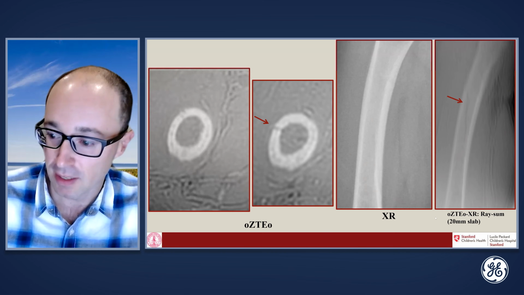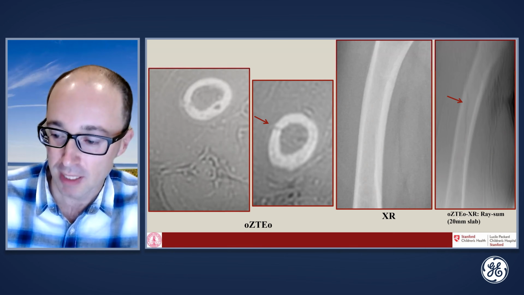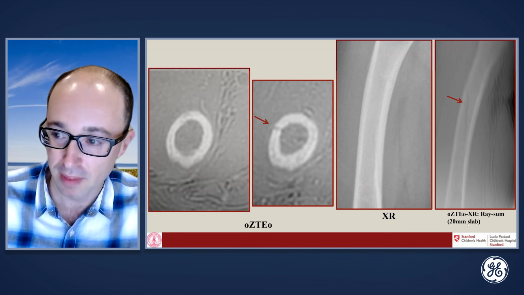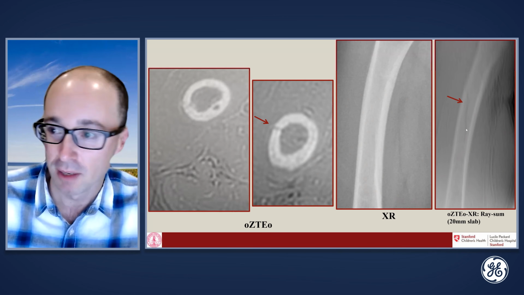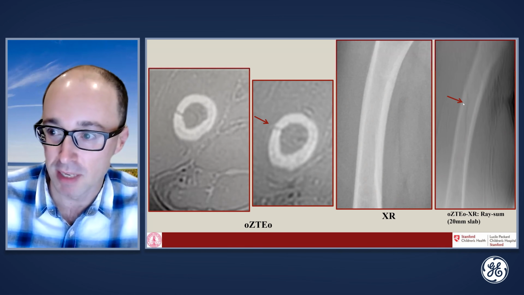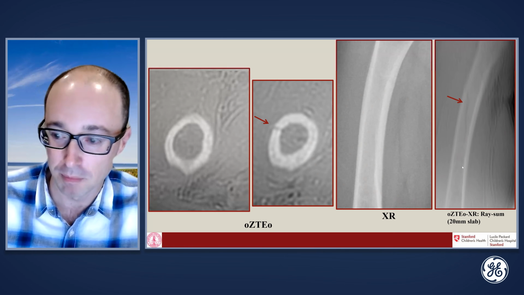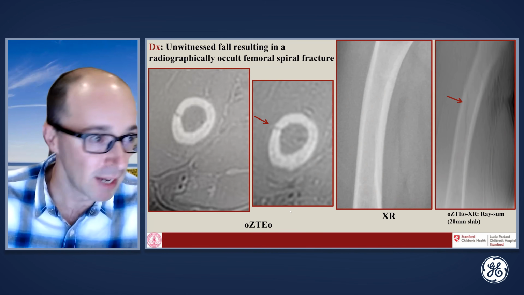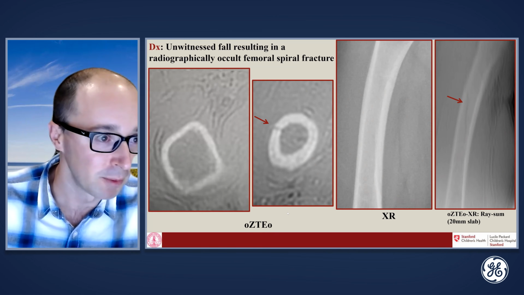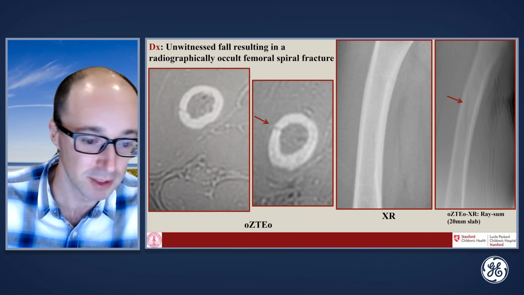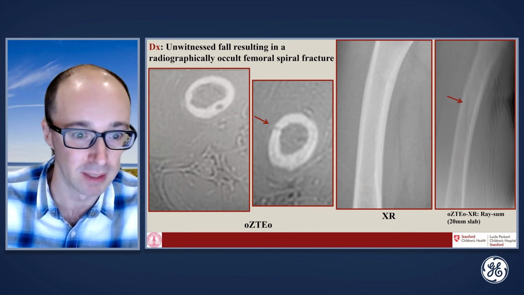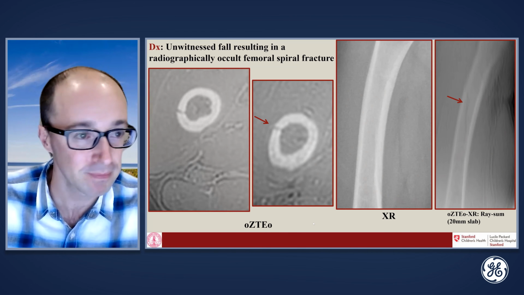Now, if we use this osteo sequence and do a ray summation with a 20 millimeter thick slab, we could create an X-ray like image, and we could see this spiral pattern. And this was diagnosed to be an unwitnessed fall resulting in a radiographically occult femoral spiral fracture. So as we all know, history is somewhat a little off when we get any case.